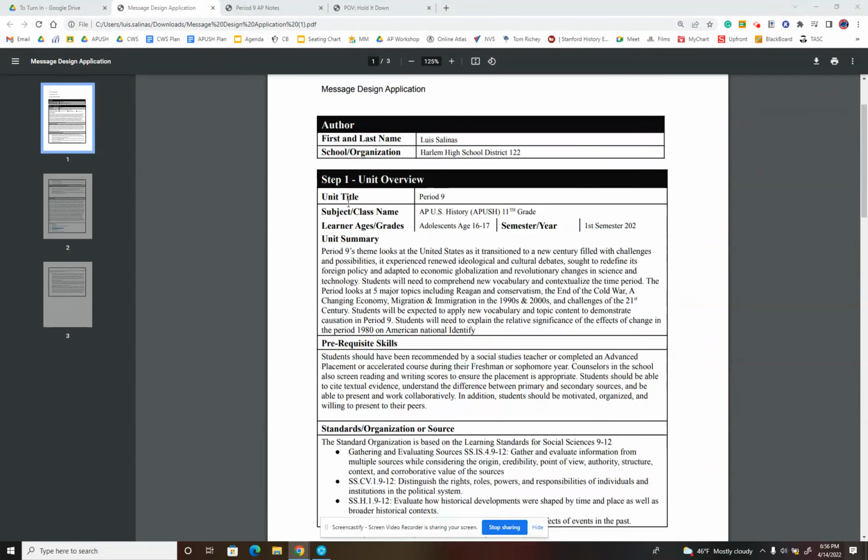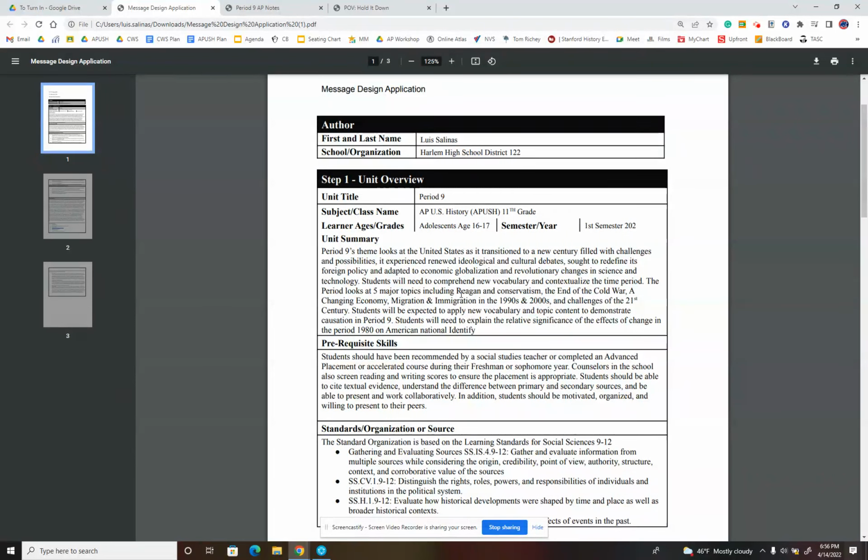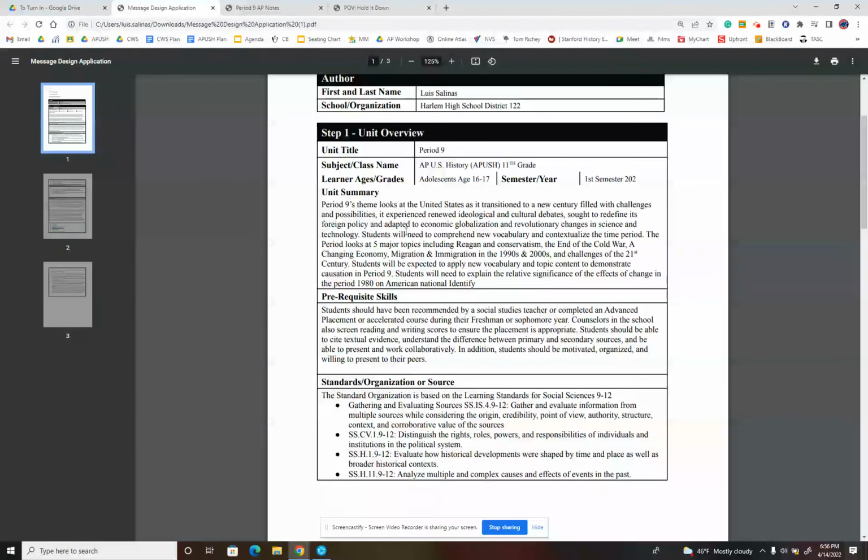So if I could just go over real quick, the unit summary of this is AP US History Period 9, which is our final period, and which oddly enough is what I'm about to cover in the next couple of weeks. Period 9 focuses on 1980 to about 2001. The emphasis is the Reagan administration and the revival of the conservatism movement. It also covers the end of the Cold War, something we talked about in previous units. So, overall, that's the summary of the unit.